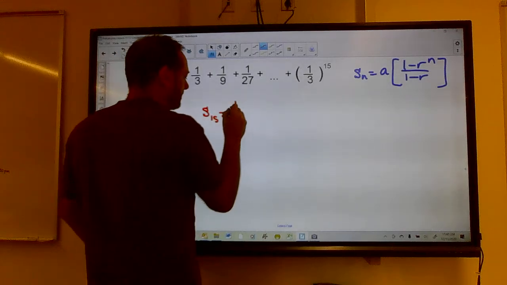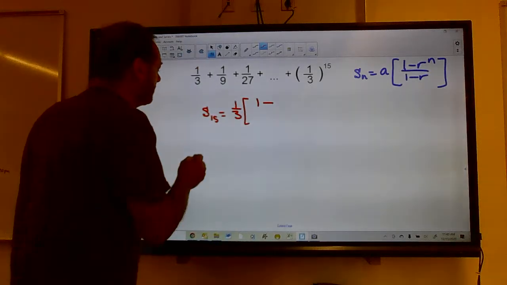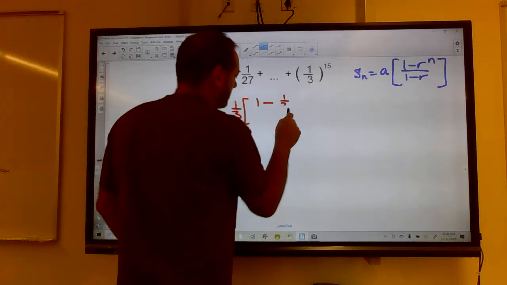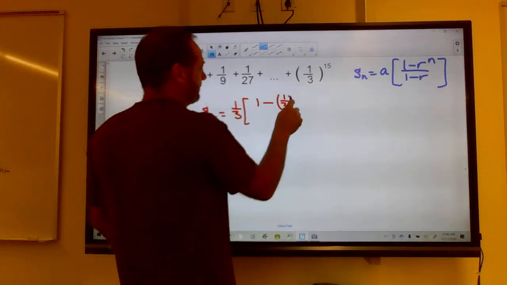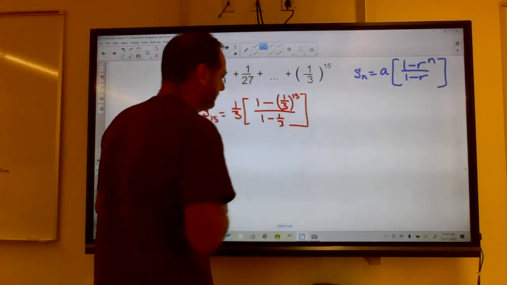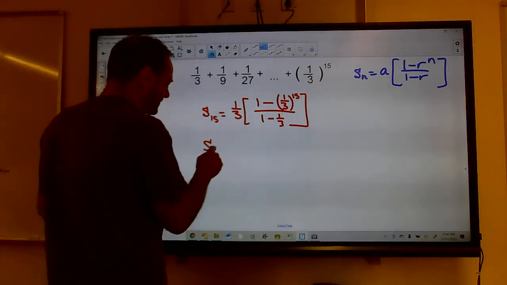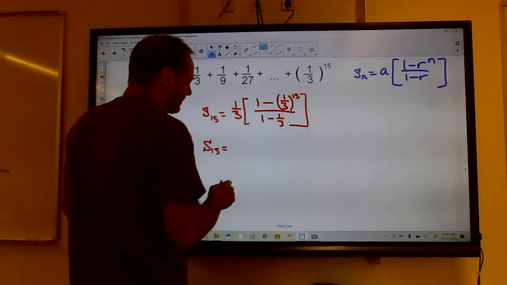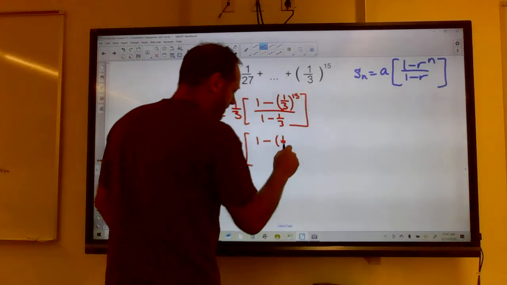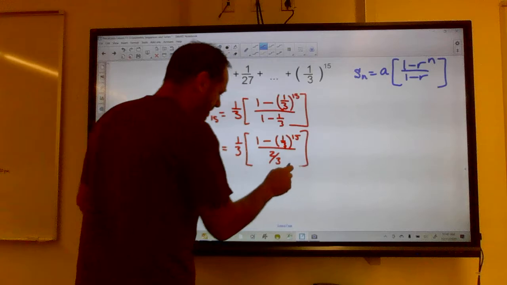So that's going to be the first term times 1 minus r. Now r is 1/3, because 1/3 of 1/3 is 1/9, and 1/3 of 1/9 is 1/27. So this is 1/3 to the nth power. That's going to be the 15th power over 1 minus a third. Okay, so S sub 15 is going to be 1/3 times 1 minus 1/3 to the 15th power over 2/3.